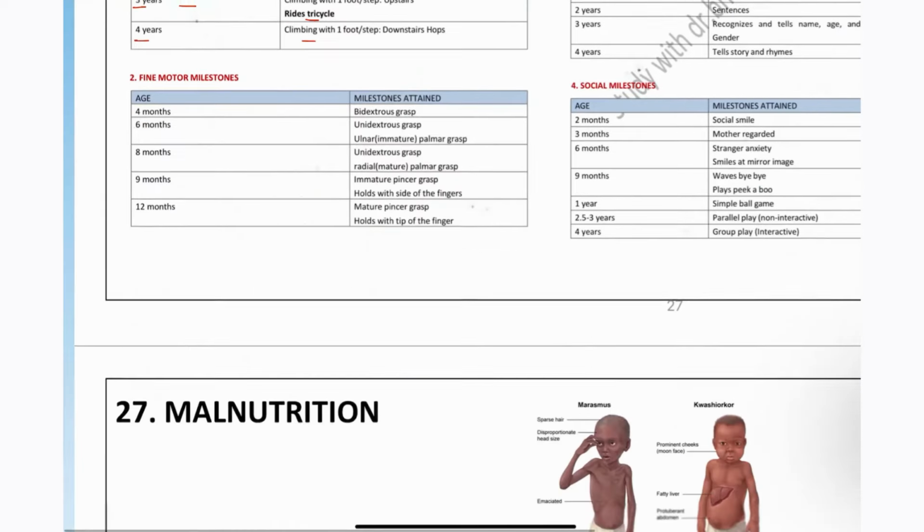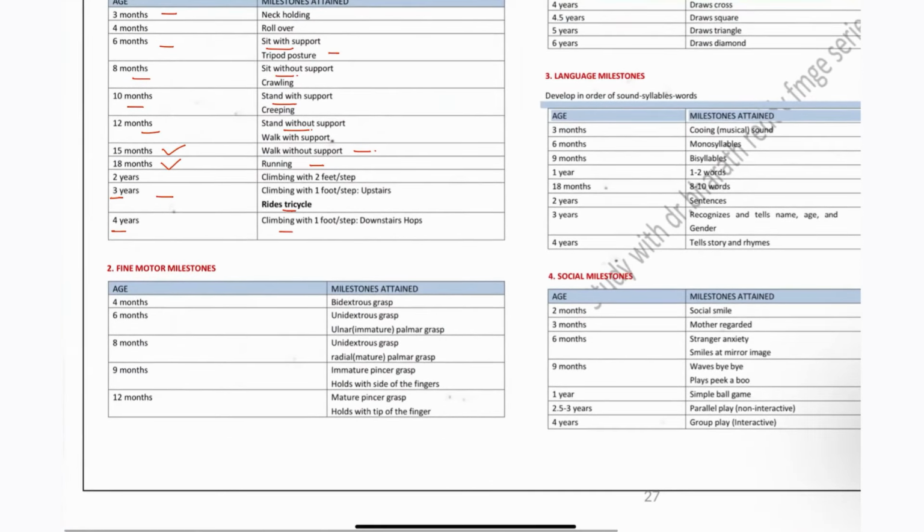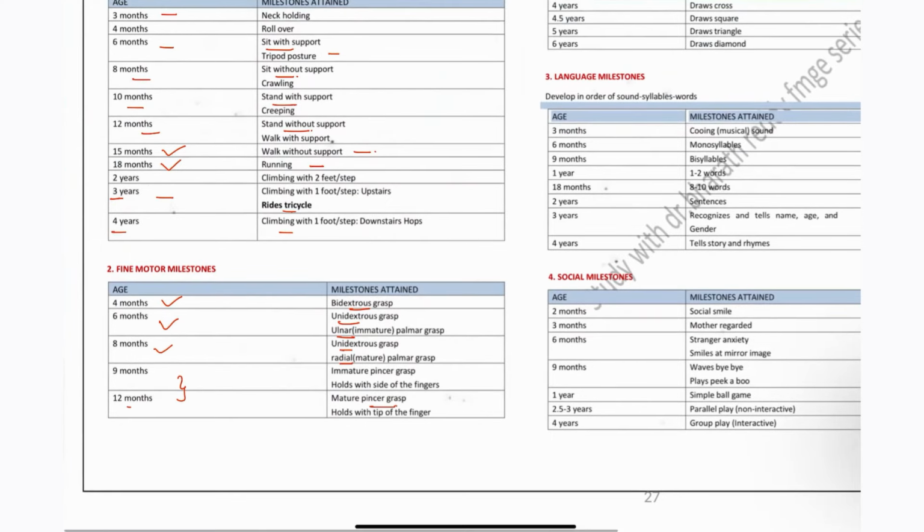Next, coming to the fine motor skills. So first, at 4 months bidextrous grab, 6 months unidextrous grab only ulnar, and 8 months unidextrous at the radial side. Next, 9 and 10 months is going to be for the pincer grasp. By 12 months, mature grasp will be seen in this patient.